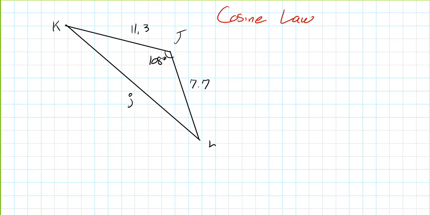We're going to work on cosine law. I mean, I gave it away what we're going to use. Usually you want to try to figure out which law to use. Cosine law, sometimes they'll write it in many different ways. I'm going to write a generic version that looks like this.